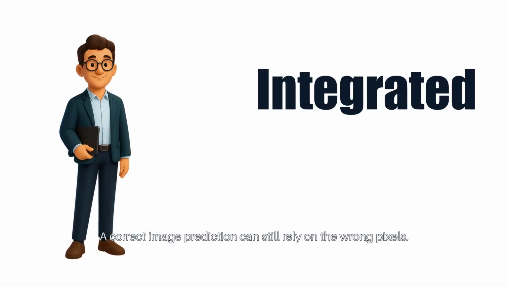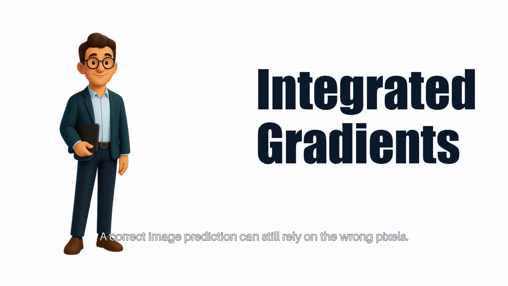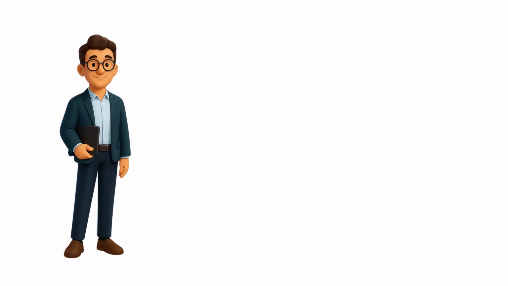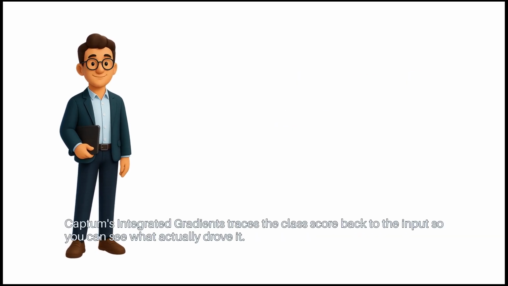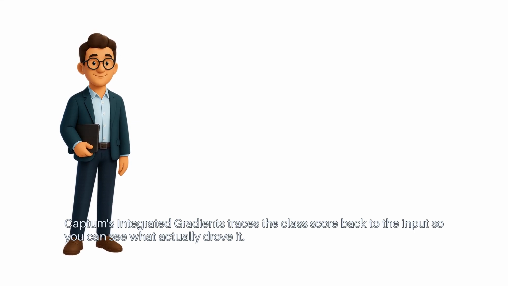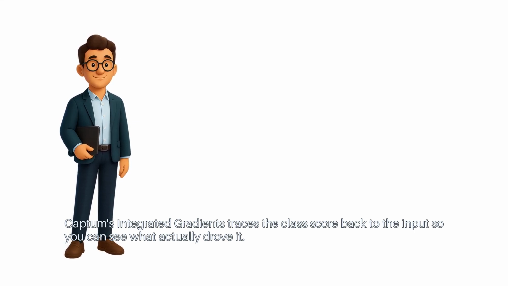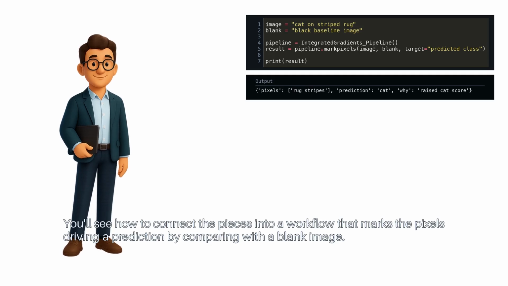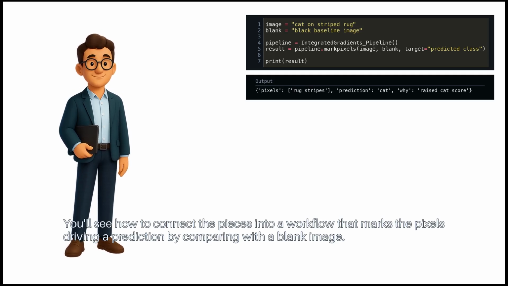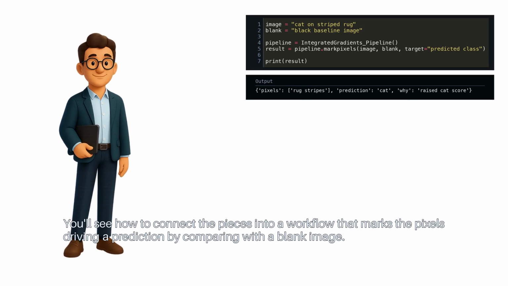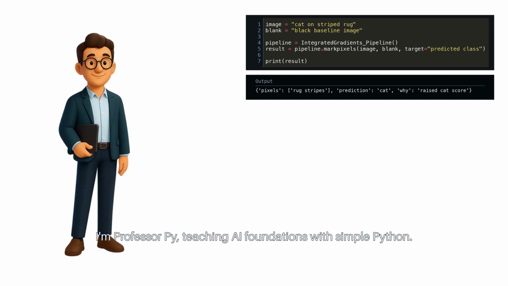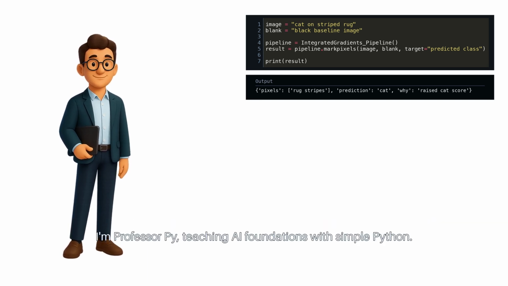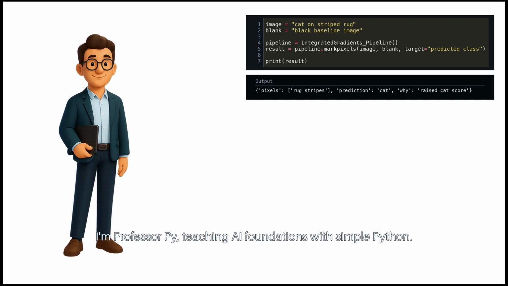A correct image prediction can still rely on the wrong pixels. Captum's Integrated Gradients traces the class score back to the input, so you can see what actually drove it. You'll see how to connect the pieces into a workflow that marks the pixels driving a prediction by comparing with a blank image. I'm Professor Pi, teaching AI foundations with simple Python.